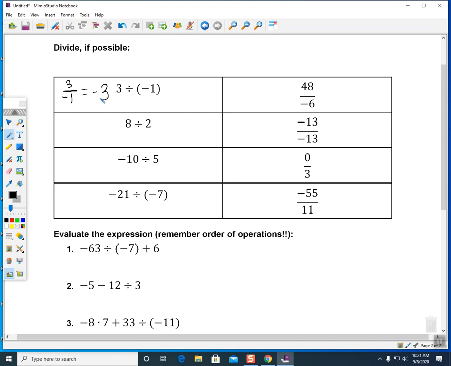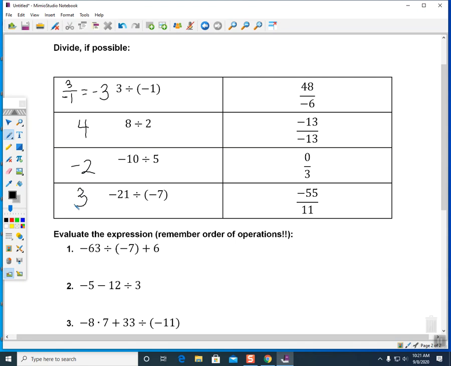8 divided by 2, same sign, going to be positive. It's going to give me a positive 4. Negative 10 divided by 5, I've got different signs. So negative 10 divided by 5 is going to give me a negative 2. Negative 21 divided by negative 7, I've got the same signs. I know it's going to give me a positive number. So 21 divided by 7 is going to give me a positive 3.